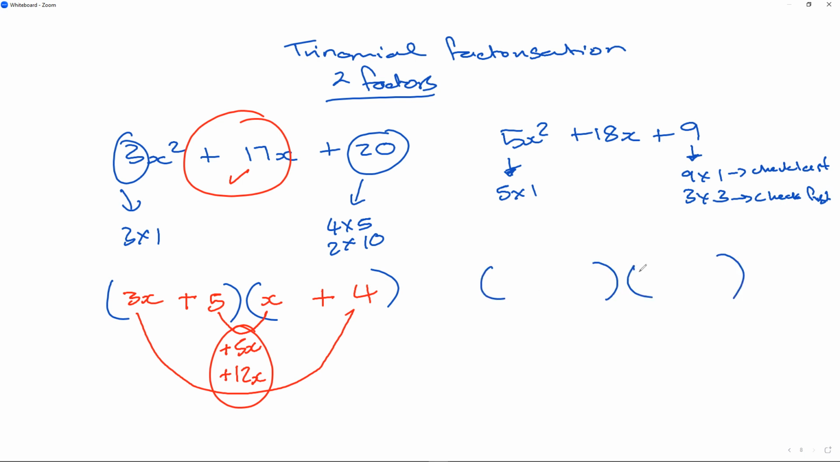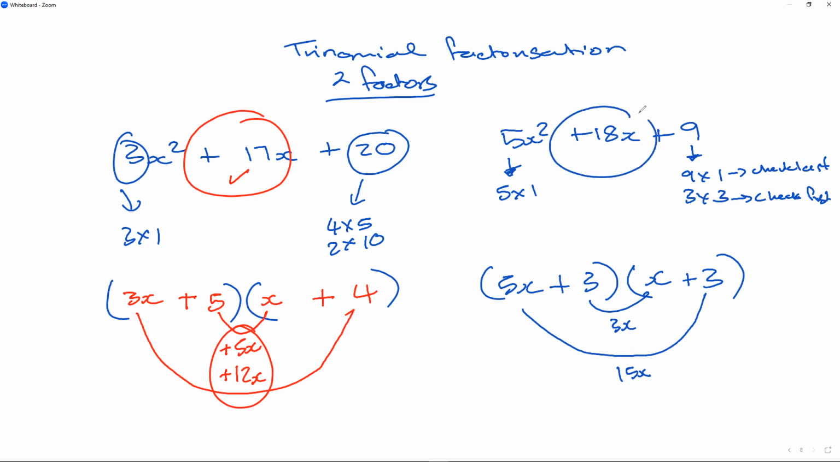So I'm going to put 3 and 3 on the right hand side because that gets me 9. 5x and x on the left hand side because that gets me 5x squared. And then outer 2 becomes 15x. The inner 2 becomes 3x. And so we got plus and plus. And that's 18x. That works. Because 3 plus 15 is 18.